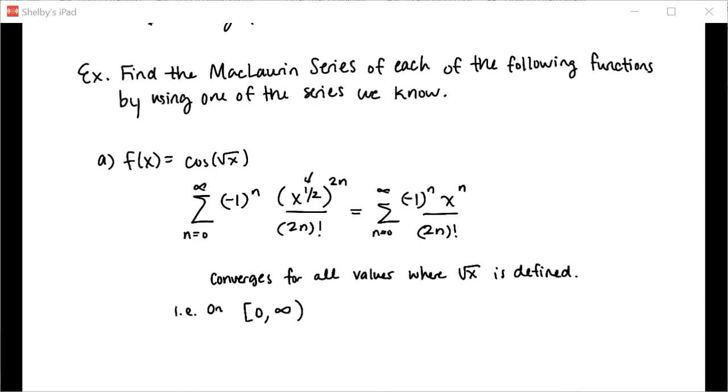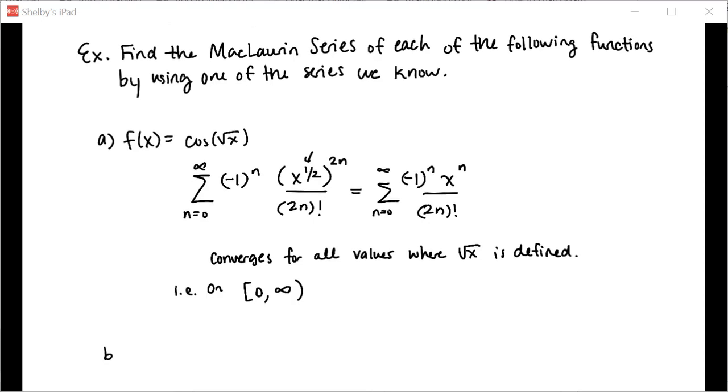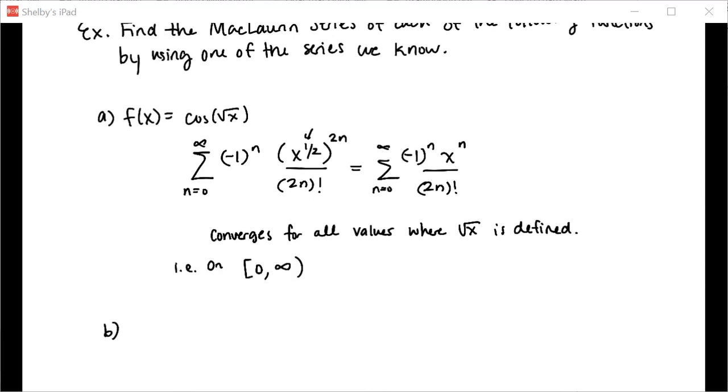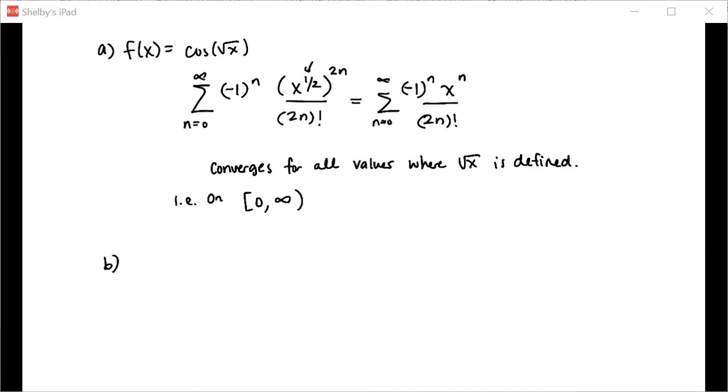Okay, so see how fast and easy that was? It's really awesome. So now we have a tool, like if we wanted to approximate cosine of the square root of 1.5, we could do that. Okay, now let's take a look at another example.